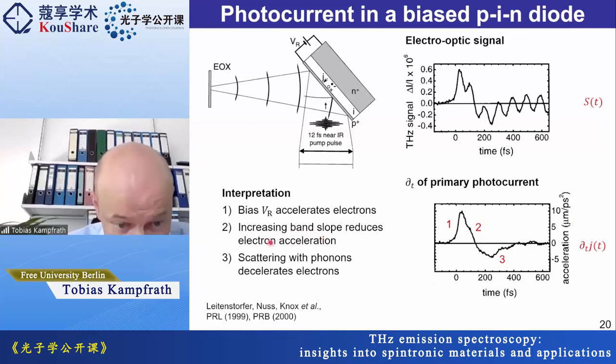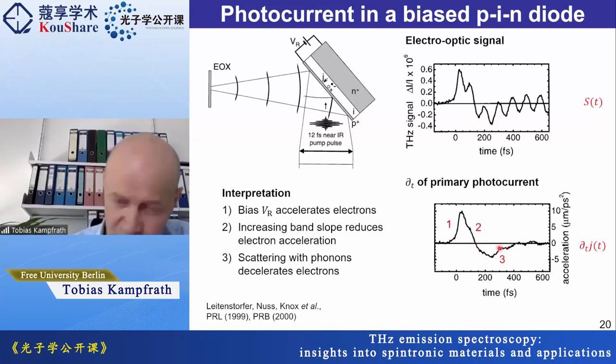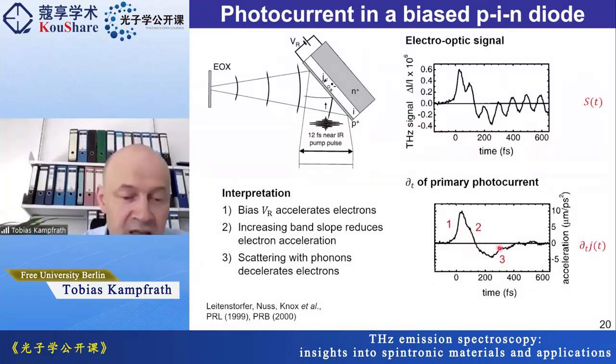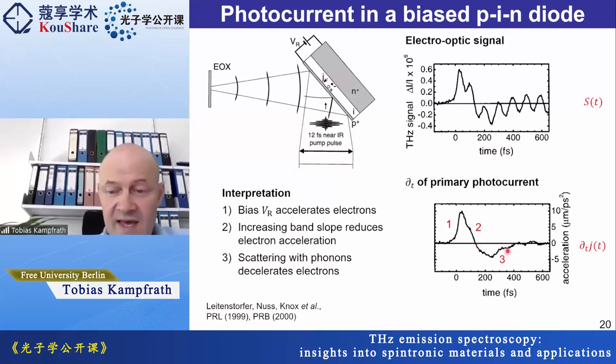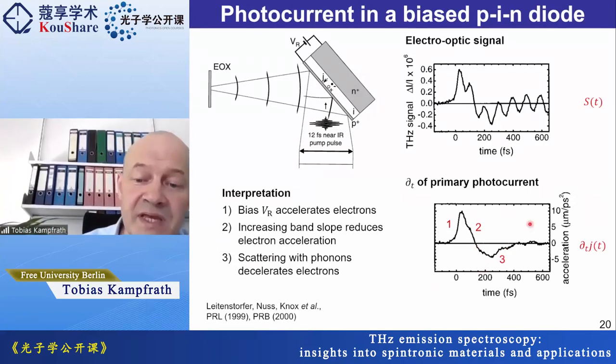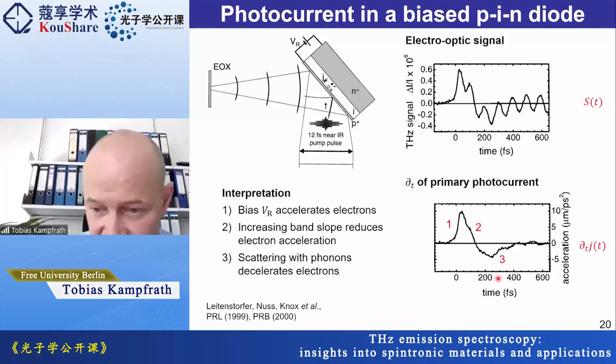And finally, you see that the acceleration becomes negative. So this means we have deceleration, and this arises because the electrons scatter with phonons inside the material. And in this way, they lose velocity and they are decelerated. They are braked. And well, this is a really nice example of terahertz emission spectroscopy and measuring, at the end of the day, ultrafast photocurrents.